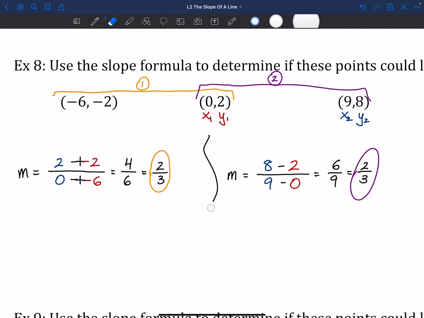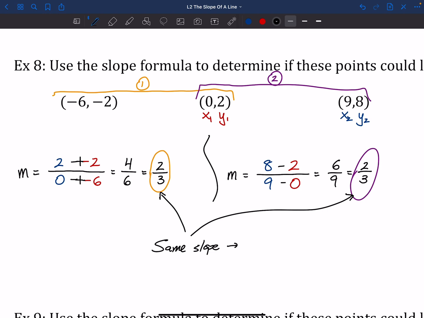Excuse me as I do a little bit of editing there. Because they have the same slope, that means that we can say that they are on the same line. So this one works out just fine. That's really all we're doing there. It's a way to get more practice in and also be able to tell if 3 points are all on the same line together.